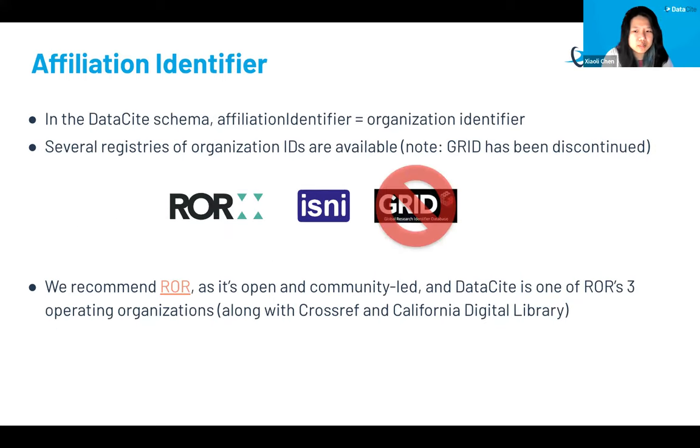In the DataCite schema, affiliation identifier is the organization identifier. Several registries of organization identifiers are available. There is ROR, there is ISNI, GRID used to be very prevalent, but it's discontinued, it's no longer a viable option. We recommend ROR as it's an open and community-led registry. And DataCite is one of ROR's three operating organizations alongside Crossref and California Digital Library.